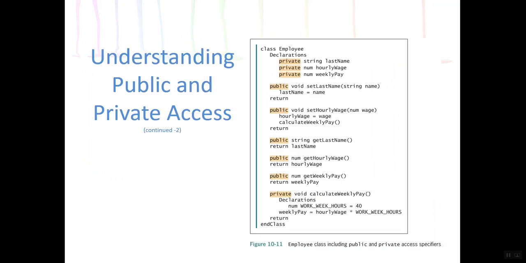One comment is in this class definition, we did make calculate weekly pay private. And the reason why we made that private is there's no reason why an outside program should be calling this to update the weekly pay when the weekly pay should be an increment of our hourly wage. It should be hourly wage times 40. So it should be private. It shouldn't be accessible to outside classes or methods. It should be only accessible to this class, and it's called here. When we get a new hourly wage, we update that weekly pay.